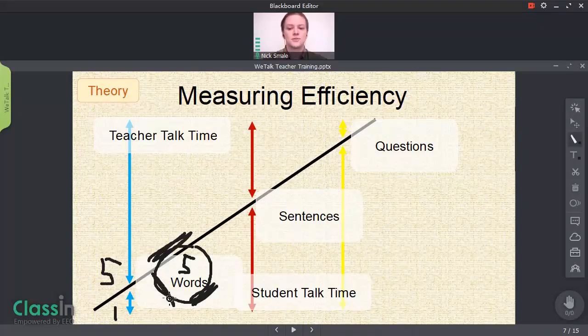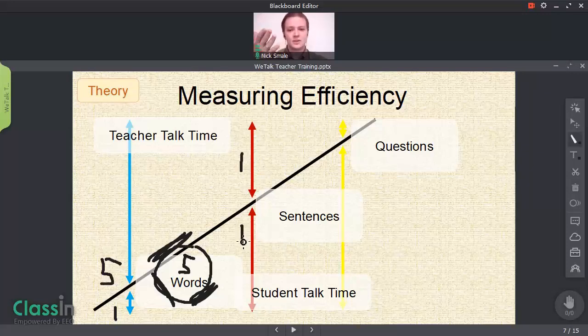Also, you're listening for their speed. How fast are they answering you? If they're answering you quickly, you know it's going to be a fast class. If they're answering you slowly, you know it's going to be a slow class, and you can manage your time accordingly. In the sentence section, it's about a 1-to-1.